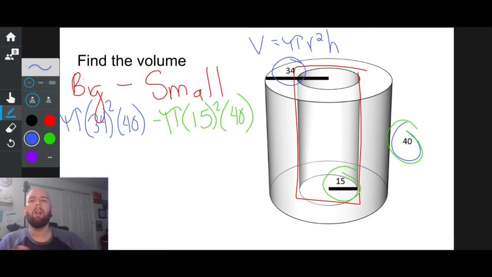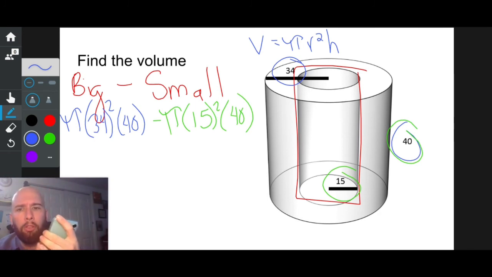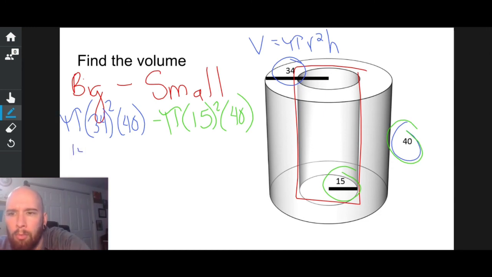Rather than try to get Siri to understand all of this at the same time, she hasn't been really doing a good job. Let's do every color at a time. Let's do the blue part first. What is pi times 34 squared times 40? The answer is approximately 145,267. Do I have any decimals here? 0.24, so I'll say 0.2.